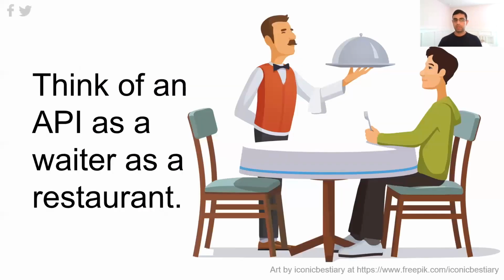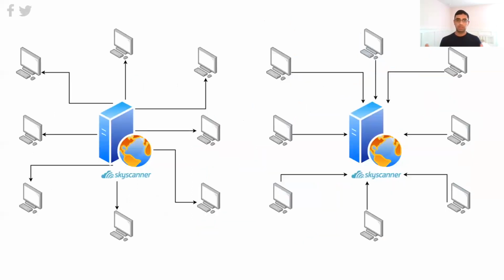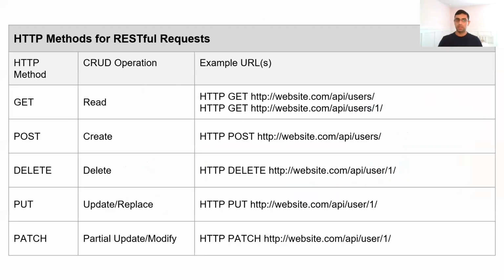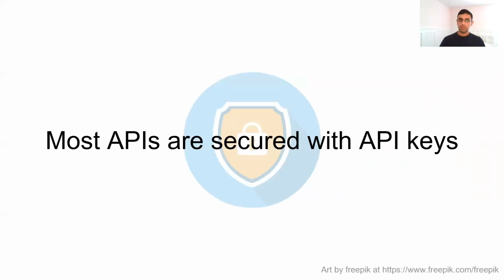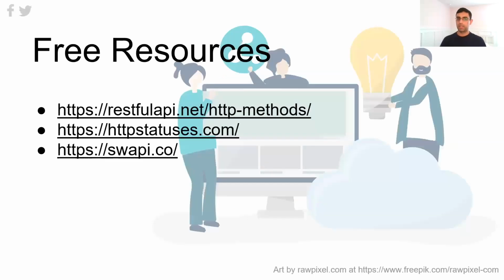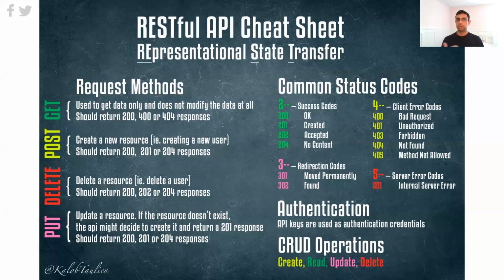All in all, whenever you talk about an API, just think of a waiter at a restaurant. Notice this website talking to different microservices and how they're talking to one another using APIs. CRUD operations, we already talked about. And most of the APIs that you talk to are going to be secured with API keys or API tokens, and that's where your credentials come in. Here are different resources that you can take a look at to learn more about it. And some cheat sheets about APIs.